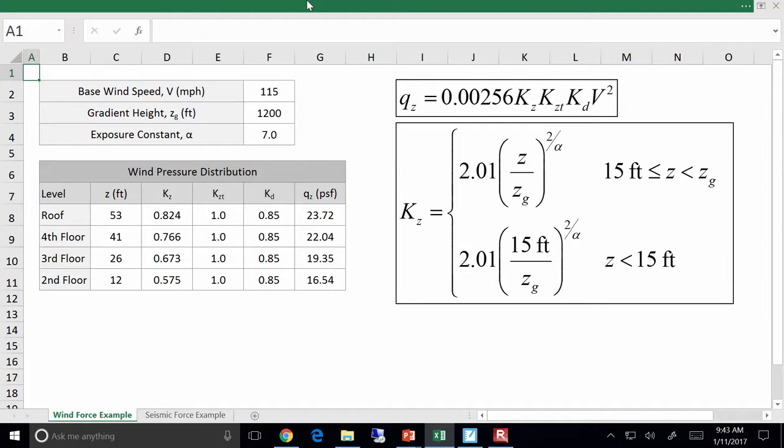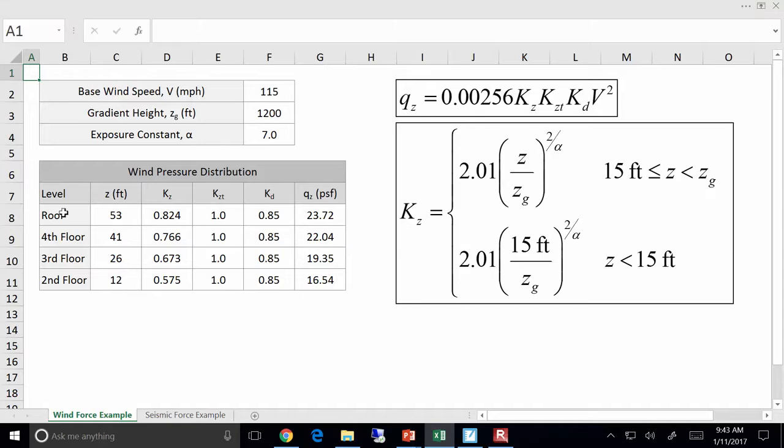So the base wind speed is 115 miles per hour, the gradient height is 1,200 feet, and the exposure constant is 7. So what we've got here is this. The second floor is 12, the third floor is 12 plus 14, 12 plus 14 plus 15, and then 12 plus 14 plus 15 plus 12. You can see the deal. Now, KZT and KD, they're all 1 and 0.85. They're pretty simple.